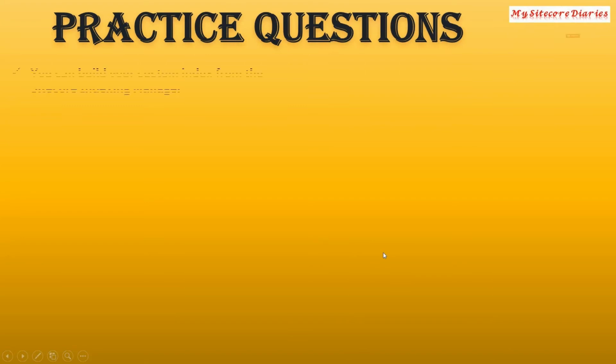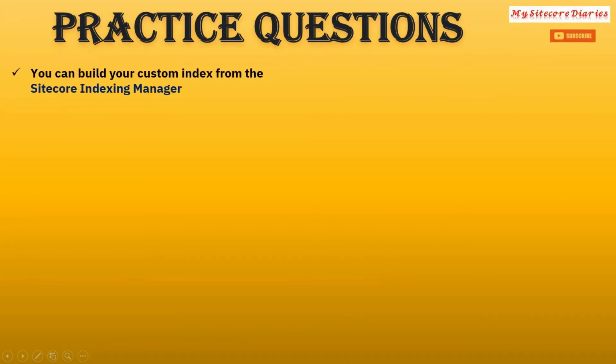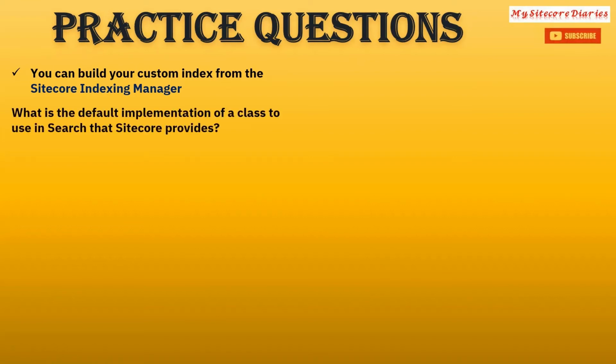So next question. You can build your custom index from the Sitecore indexing manager. From there you can build your custom indexes. What is the default implementation of a class to use in a search that Sitecore provides? It's SearchResultItem. SearchResultItem stores the result of your search query.